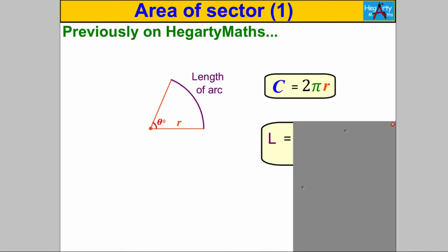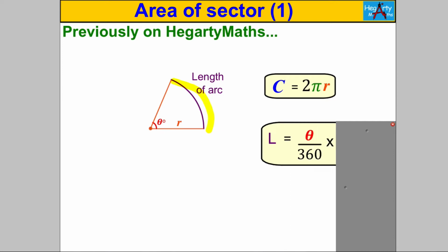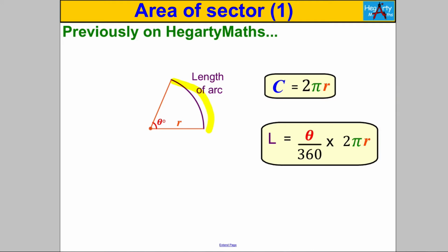Now remember when we were trying to work out the arc length, this curved length here, this part of a circle. Well, we said in order to do it, we need to know the formula for the circumference of a full circle, and to work out this length we work out how much of the circle we have. We have theta degrees out of a total of 360 degrees, and we multiply that by the circumference of a whole circle to get what length this arc length is. After all, it is a portion of the entire circle, so that's what we did previously.